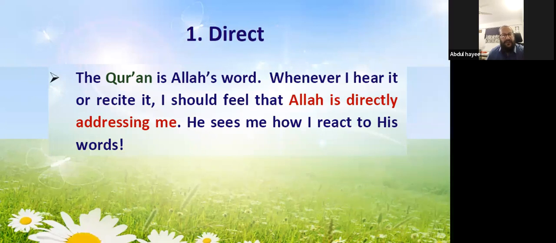When you are standing in the prayer and the Imam is reciting some ayah or surah, that is important for you for that moment and that day. It has a specific order or a specific important message for you. Unfortunately, we hear the recitation but we don't understand it because it's in Arabic. That's our problem.